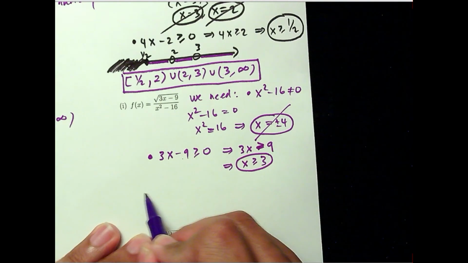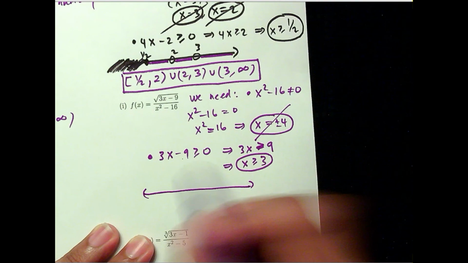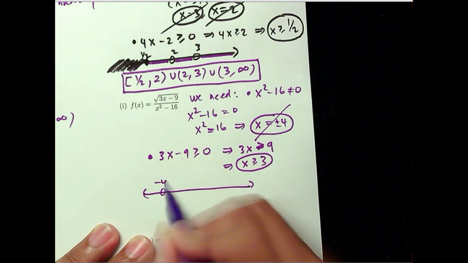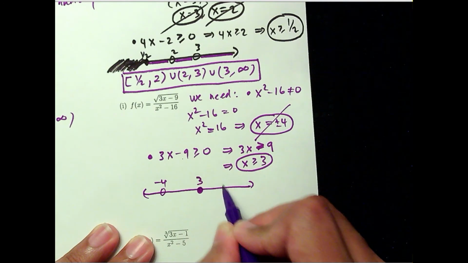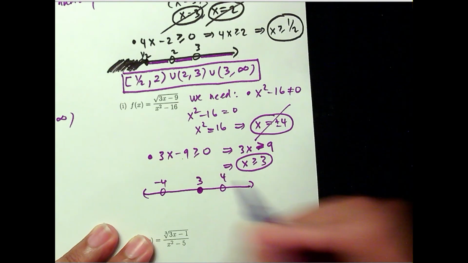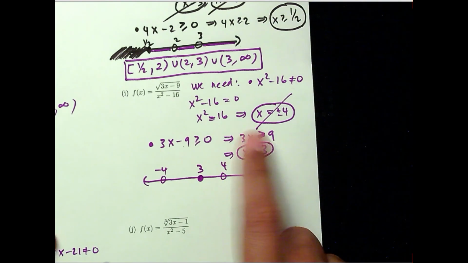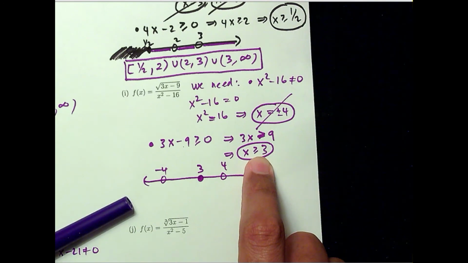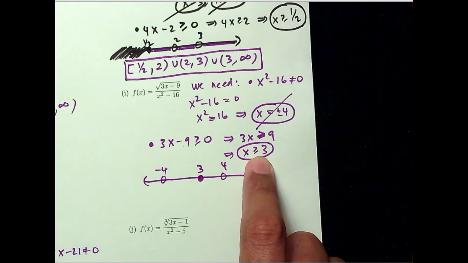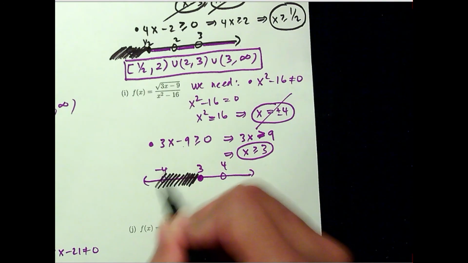So draw your line. You don't want -4. You do want 3, it is included. You don't want +4. Okay, now let's see. This one right there says that all the x's have to be 3 or bigger. 3 or bigger. You cannot use numbers that are less than 3. If you cannot use numbers that are less than 3, that means you cannot use any of this. All of that needs to go.